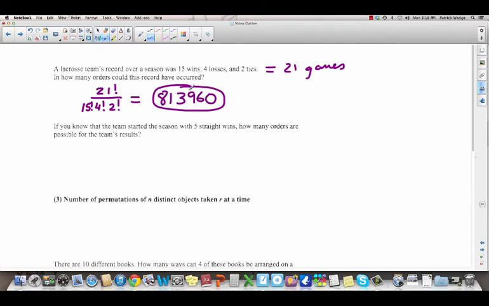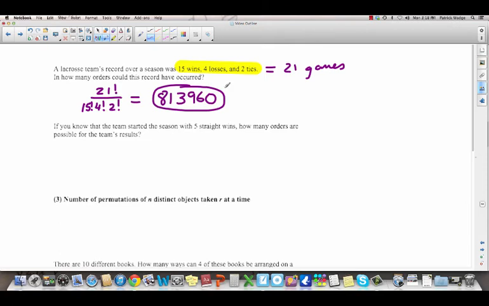813,960 different orders for that record. Now, what if you knew that the team started the season with 5 straight wins? So they end up with a record like this again. This is their final record, but you know they started with 5 straight wins. Well, if they started with 5 straight wins, what are we left with?